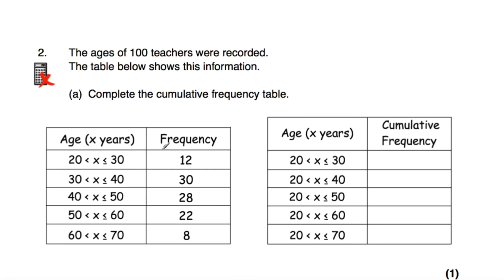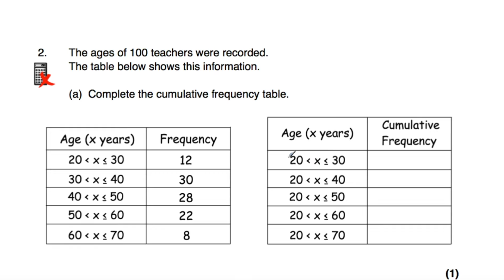So there's 12 teachers that are older than 20, but less than or equal to 30 years old. 30 teachers that are greater than 30 years old, but less than or equal to 40 years old, and so on. And then we've got this table, which is the cumulative frequency table. So instead of going from 20 to 30 and from 30 to 40 and so on, it goes 20 to 30, 20 to 40, 20 to 50 and so on. So you're adding up the ages as you go through.